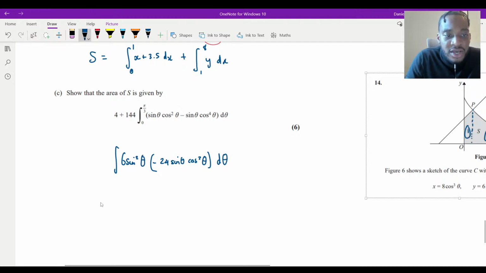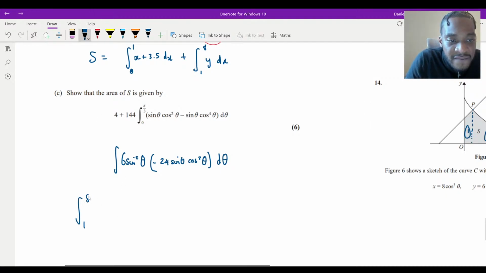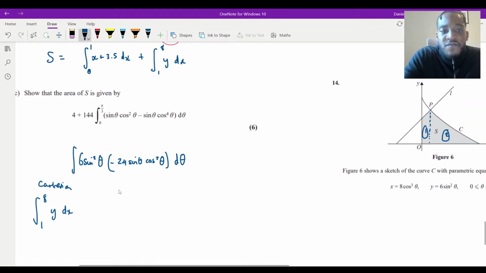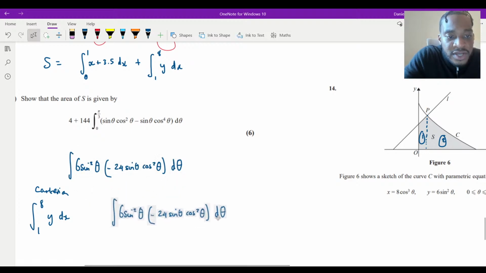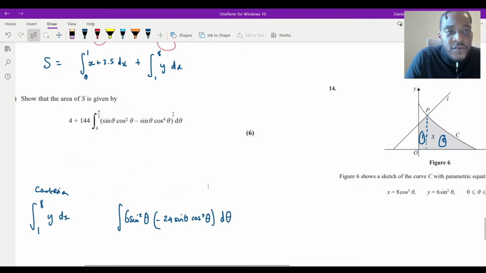So what I'm going to do here is say I've got 1 to 8, and then this is y dx. This is the Cartesian form, right? And then the parametric form I have right here. Let me write it here, to be fair. That's the parametric form, right? But remember, we need corresponding limits now, parametric.